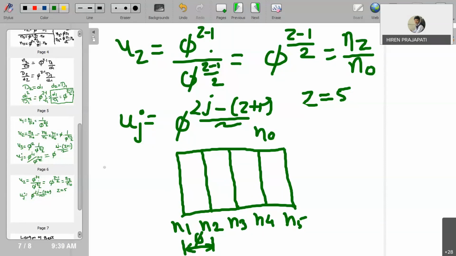Now if I want to check the transmission ratio progression between n1 and n0, what will it be? We are talking about the first step, so in this equation we are talking about u1, right? In this uj equation, just put j equal to 1 and z equal to 5. Then how much value are you getting? Please revert back in the chat: phi to the power of how much are you getting if you put j equal to 1 and z equal to 5?